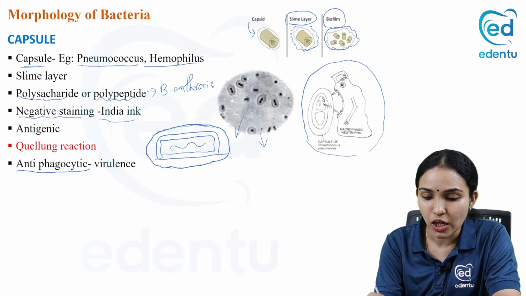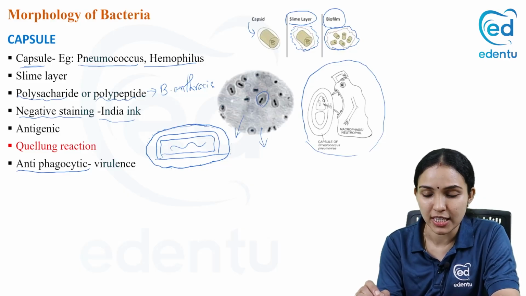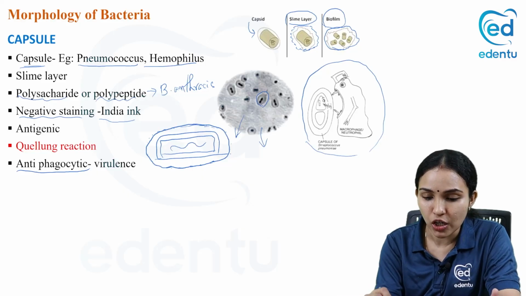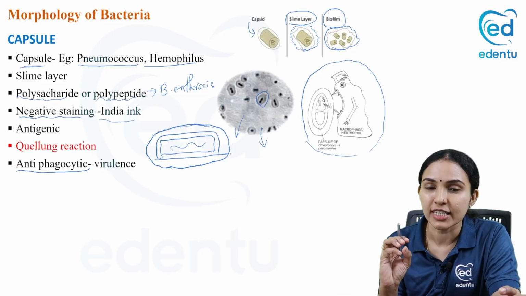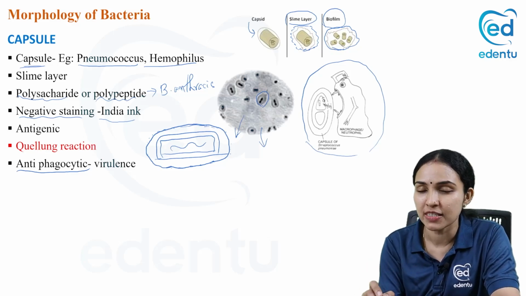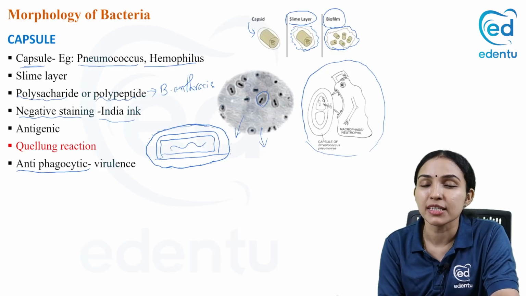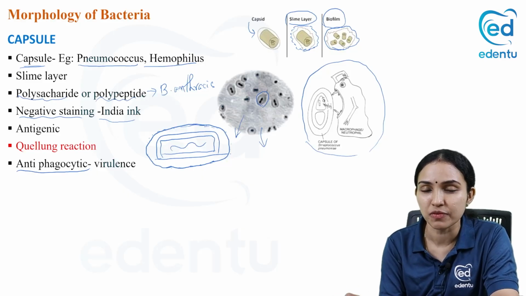The organism will repel the stain, so you can see the organism with a surrounding halo. The background will be black and the organism with the capsule will look like a halo. That is how you demonstrate the capsule. That's called negative staining. It is called negative staining because the organism is not taking the stain but the background is. So it is just the reverse of the normal stains.